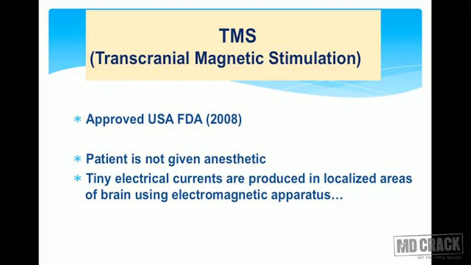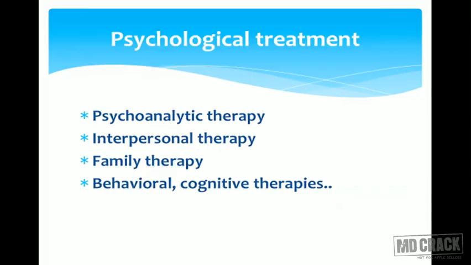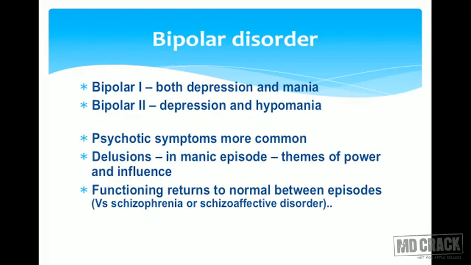The next modality of treatment, approved by the United States Food and Drug Administration, the USA FDA, in 2008, is called TMS, or transcranial magnetic stimulation. Here the patient is not given an anesthetic agent, and tiny electrical currents are produced in localized areas of the brain using electromagnetic apparatus. So ECT and TMS are two more modalities of treatment. The psychological treatment of depression involves psychoanalytic therapy, interpersonal therapy, family therapy, and behavioral and cognitive therapies.